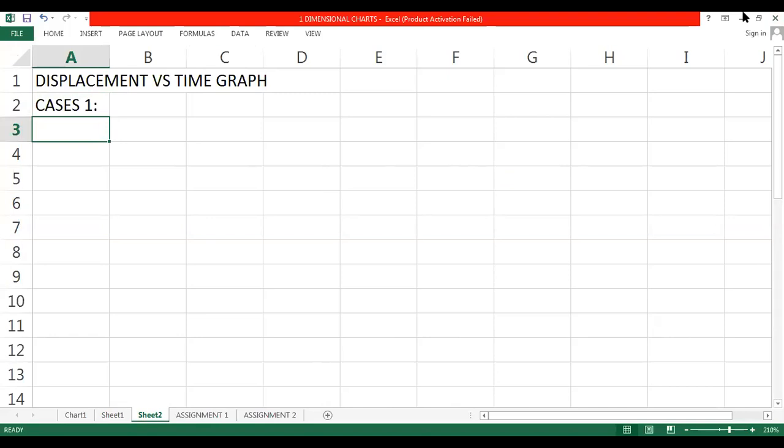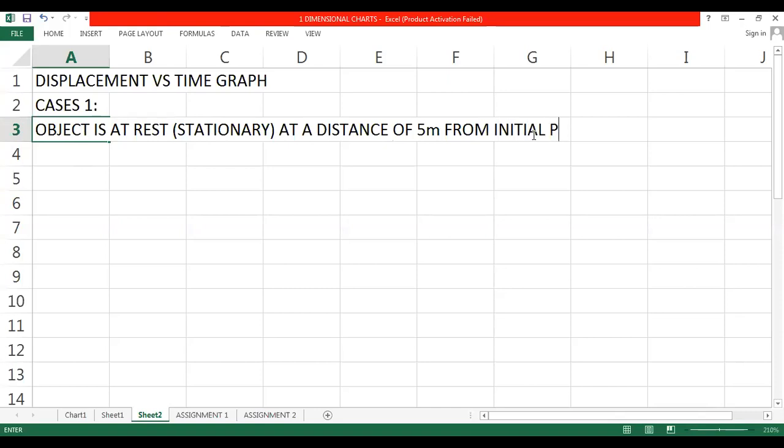So the first case, write down the first case: the object is at rest, or in the bracket, the object is stationary. The object is at rest or stationary at a distance of 5 meters from the initial position. This is the case we are going to study. Please write down the case.